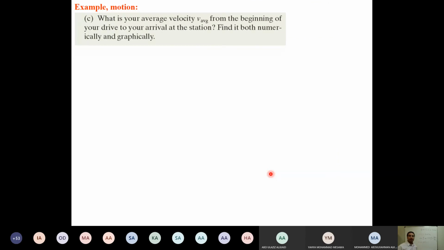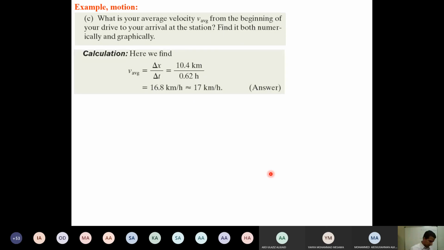In the last part, part C, what is your average velocity from the beginning of your drive to the arrival at the station? Find it both numerically and graphically. So what we need to do is to determine the velocity. We know it was a straight path. The guy just went in one direction. So all I need to do is to take the total displacement, which was 10.4, divided by the total time interval, which was 0.5 plus 0.12. So it is giving me the velocity here, as it is displayed here.